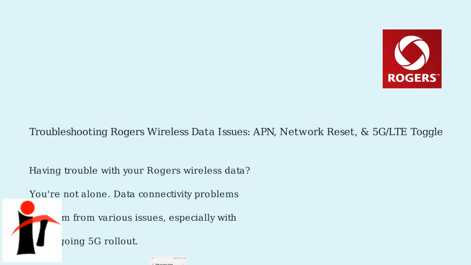Having trouble with your Rogers wireless data? You're not alone. Data connectivity problems can stem from various issues, especially with the ongoing 5G rollout. This video will guide you through 3 key fixes: APN settings, network reset, and 5G LTE toggle.